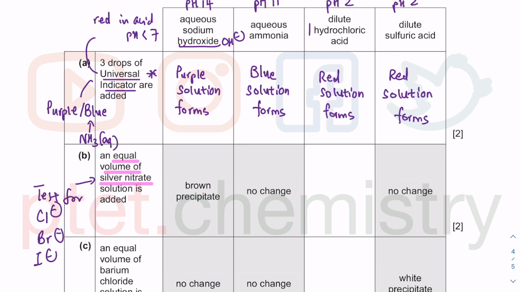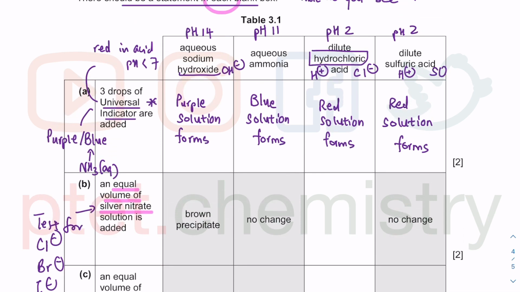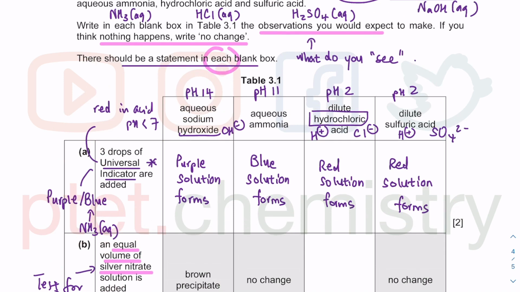This is hydrochloric acid, so it has Cl minus and also H plus. Sulfuric acid has H plus and SO4 2 minus ions. As stated from the formula of hydrochloric acid, you have Cl minus, chloride. Sulfuric acid contains sulfate, SO4 2 minus ions. Because you have 2 of the H plus, that means you must have 2 minus there.